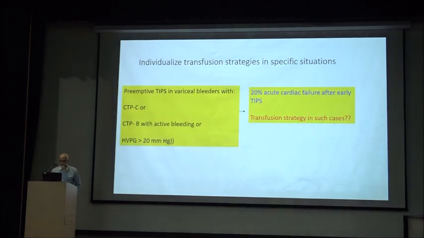Now, in some cases preemptive TIPS may be indicated. This is what generally there is consensus on. Patients with CTP-C or CTP-B with active bleeding on endoscopy or HVPG more than 20 are candidates for preemptive TIPS, and in such cases 20% acute cardiac failure may occur in preemptive TIPS. So we do not know what should be the transfusion strategy in such cases.